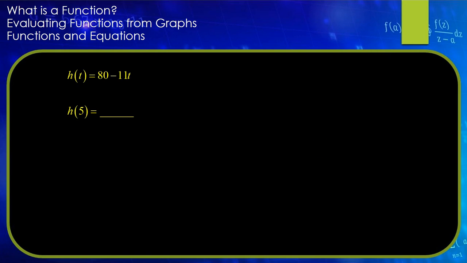And for this one, h of t equals 80 minus 11t. So if I do h of 5, it is going to be 80 minus 11 times 5. And 11 times 5 is 55. And 80 minus 55 is going to be 25. So h of 5 is 25.